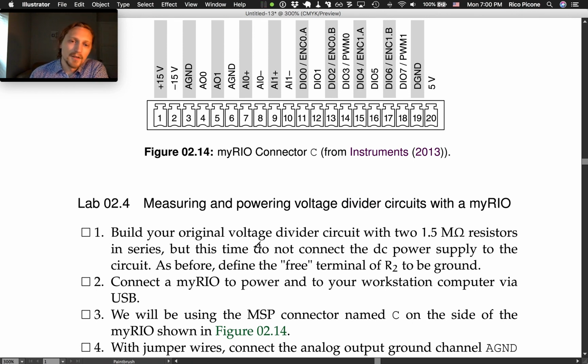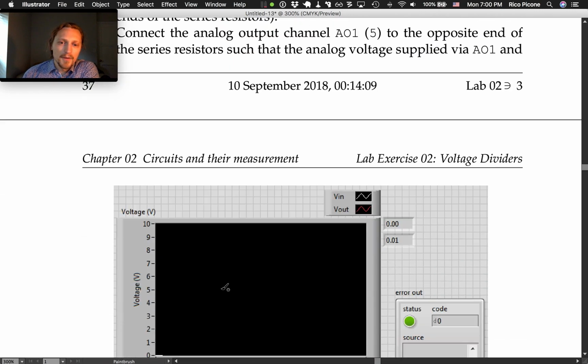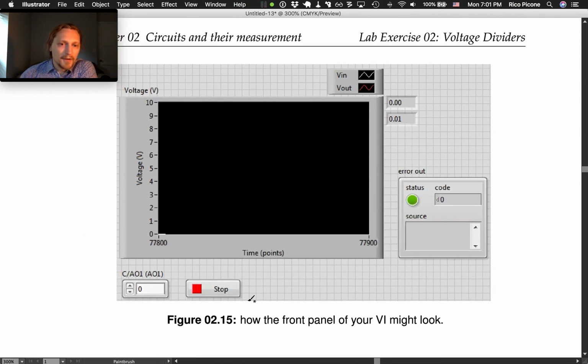So this is going to allow you to make the connection to the circuit, and instead of having to probe one spot and then probe another spot and get your measurements, you're going to build a VI, a program that's going to look like this on the front panel, and it's going to display the input voltage, so what the supply, the myRIO, is supplying to the circuit, the input, and then also the output voltage. So these we'll be able to look at.